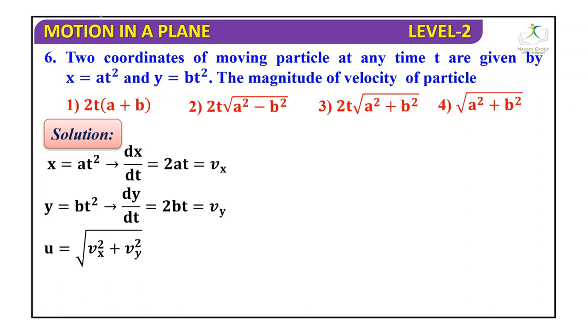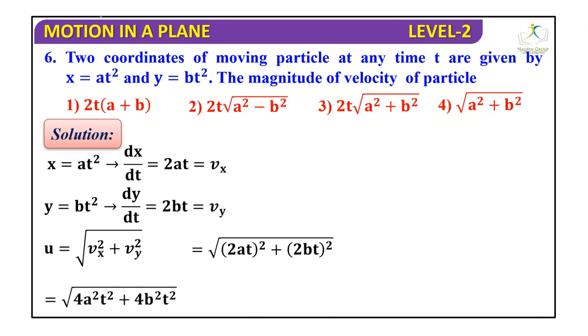So resultant velocity u is equal to under root vx square plus vy square. Put the value of vx and vy in this equation and we get the result, under root of (2at) whole square plus (2bt) whole square. After solution, we get this result: 2t we can take out from this root, and inside we get a square plus b square. So from the options we can say the correct answer for this question is option 3.